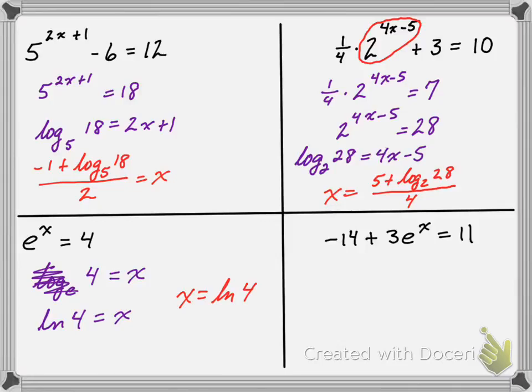All right, so the next one, we need to isolate the exponential part, e to the x. That is our exponential part. And so we're going to add 14 over to the other side first. That's 25. Now 3 is not being raised to this exponent. So 3 is not part of the exponential part. We need to move it to the other side. Since there's multiplication in between here, we move it by dividing.